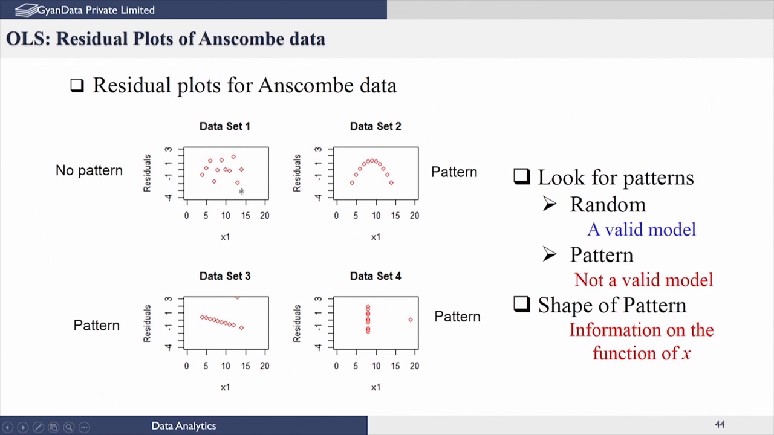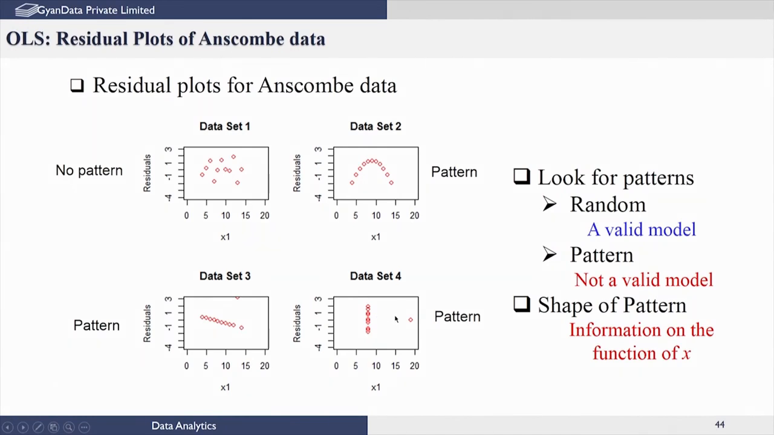The first data set, if you look at it, exhibits no pattern. The residual seems to be randomly distributed, in this case between -3 and +3, whereas for the second data set there is a distinct pattern. The residuals look like a quadratic, like a parabola, and therefore there exists a pattern in data set 2. For the third data set, basically you can say that there is no pattern except that it is more or less linear or constant. There seems to be a small bias because of the slope left in the residuals.